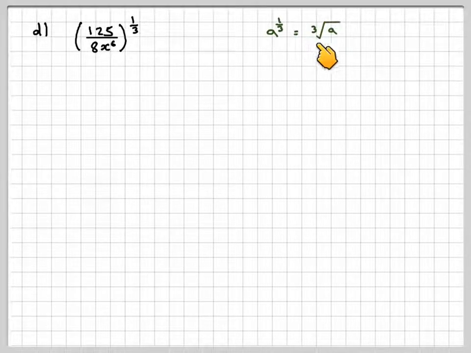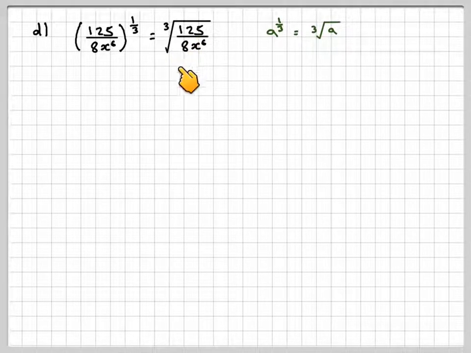Right, for the last one, we've got 125 over 8x to the 6 to the power of 1/3. Well, a to the 1/3 means take the cube root of a. So if we now take the cube root of each term, the cube root of 125 is 5, the cube root of 8 is 2, and the cube root of x to the 6 becomes x to the 6 over 3, which gives me x squared. So we get a final answer of 5 over 2x squared.